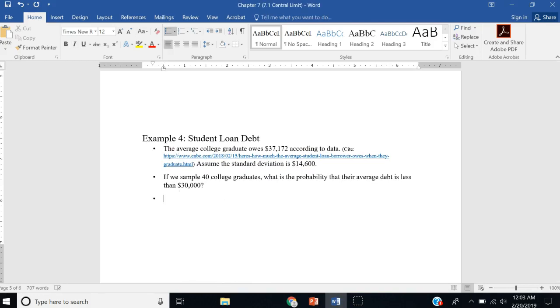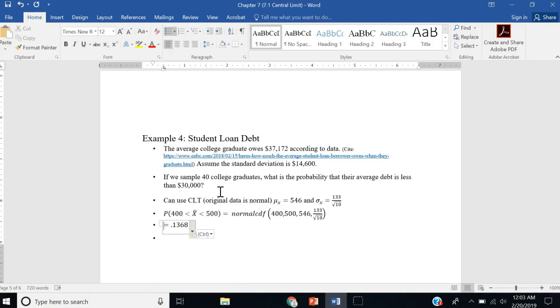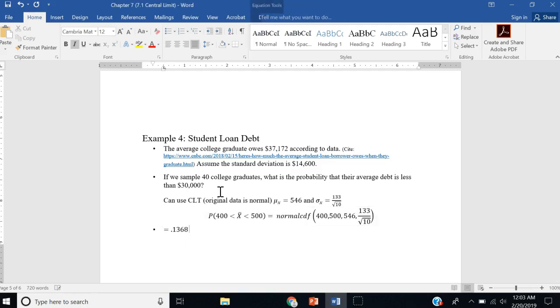So, how do we do this? First off, we can use the central limit theorem, and we all know why. We have our sample size, which is bigger than or equal to 30. In this case, the sample size is plenty big. The sample is 40.